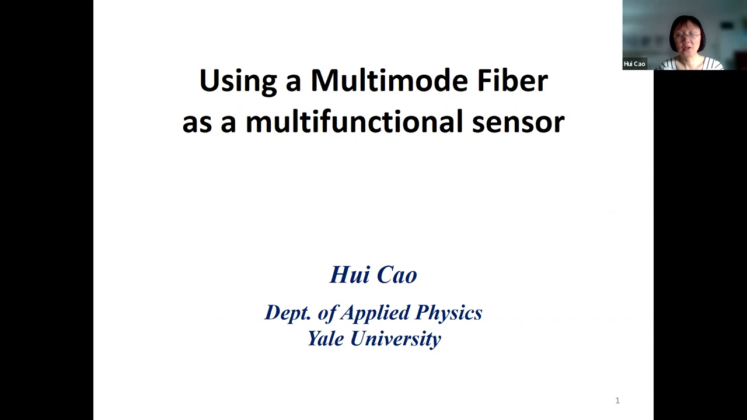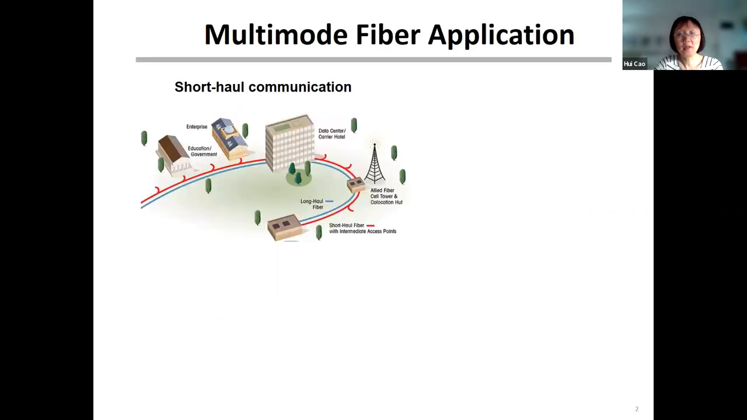So I hope I will just tell you what I have been doing using a multimode fiber as a multifunctional sensor. And I'll show you why this relates to machine learning, because to extract information from this multimode fiber, I'll show you maybe close to the end of my talk, we have to use machine learning because other things do not work. So this really shows the power of machine learning. So let me just give a very brief introduction about the multimode fiber.